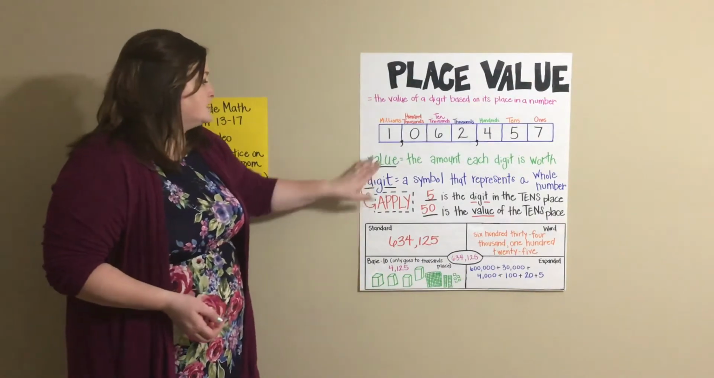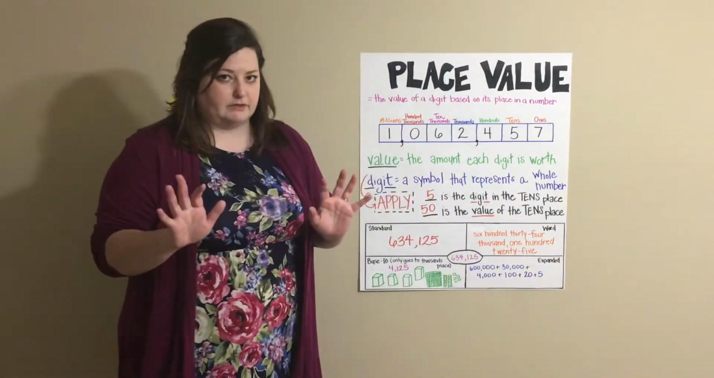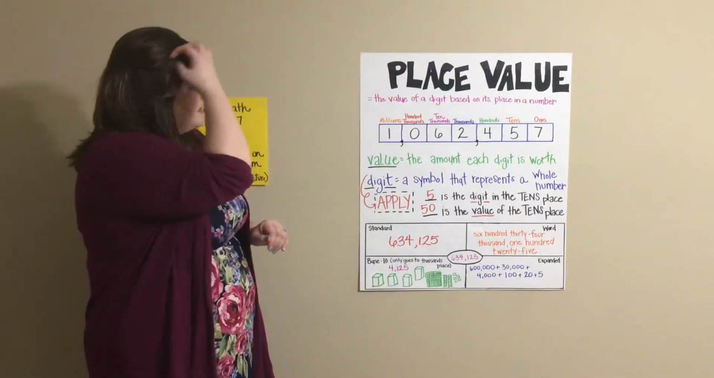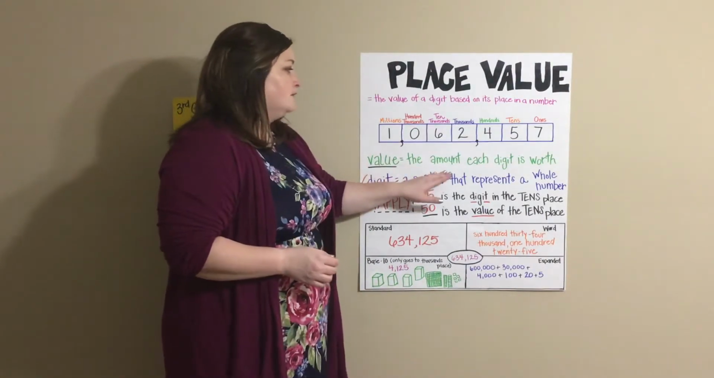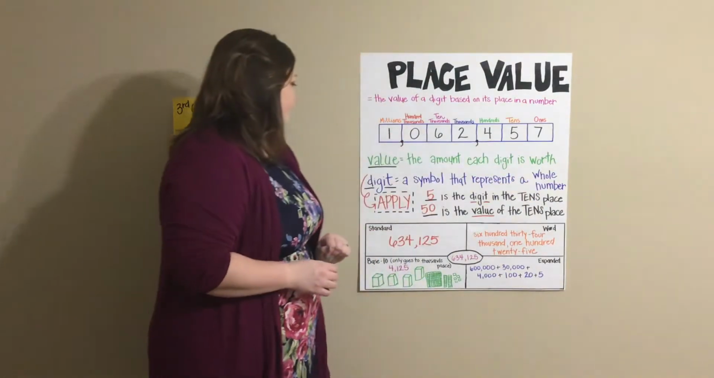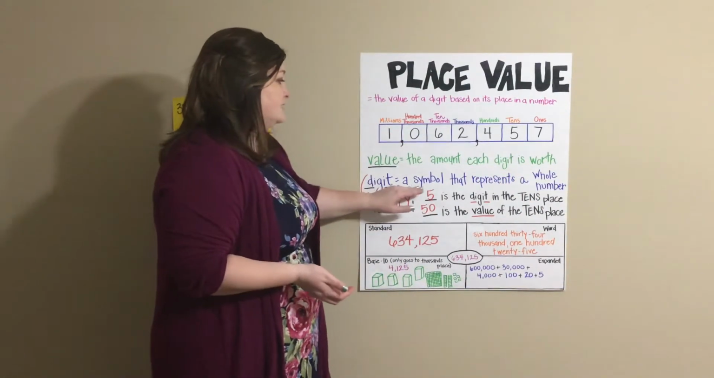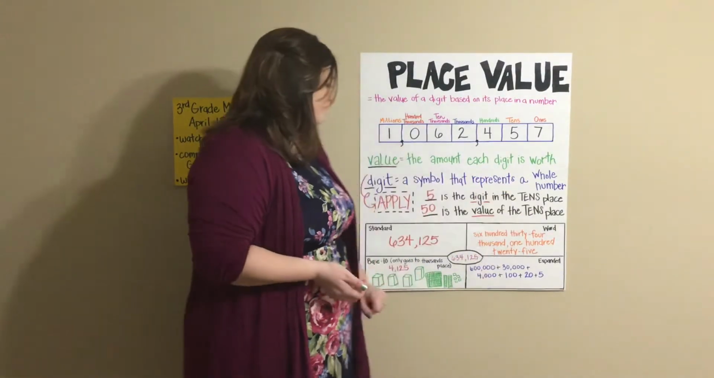All right, so let's look at some of these definitions. Again, to refresh our memory, because they can be confusing. We can swap them up sometimes. All right, so the value of something, the amount each digit is worth, okay? Well, what is a digit? A symbol that represents a whole number, all right?